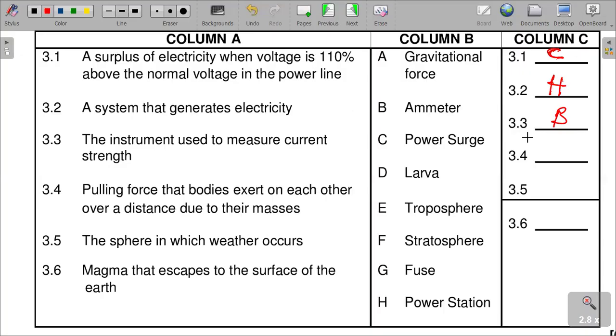Pulling force that bodies exert on each other over a distance due to their mass. Number 3.4, we call that what? Pulling force that bodies exert on each other over a distance due to their mass. We call that what? It is called gravitational force, which is letter A. Gravitational force is the pulling force that bodies exert on each other over a distance due to their masses.